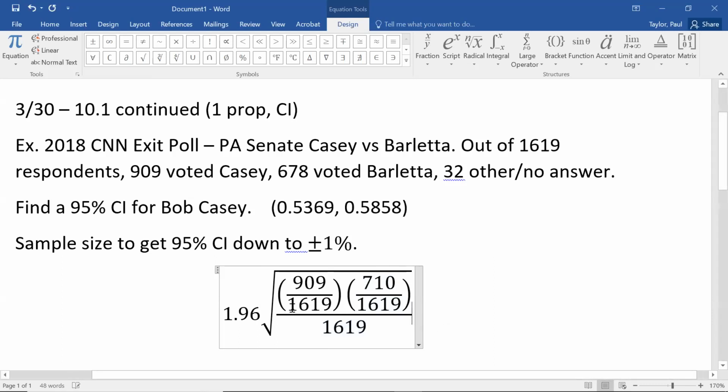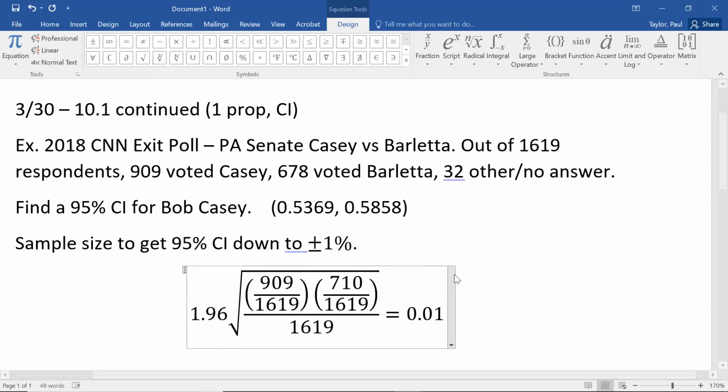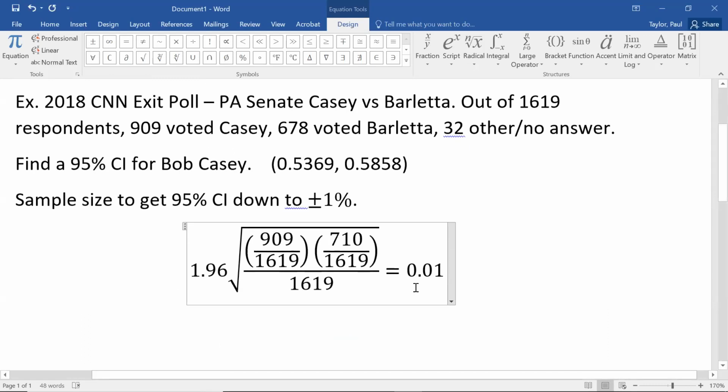So that's 1 minus 909 over 1619, and the number in our sample is 1619. We take 1.96 copies of the standard deviation. That's how far you have to go above and below the mean to get 95%. Now, we wanted that to be 1% above and below the mean from our sample. If we compute that, it comes out to about 2.5%, not 1%. We would like it to be 1% by changing the number in the sample. So I'm going to replace that with an n.